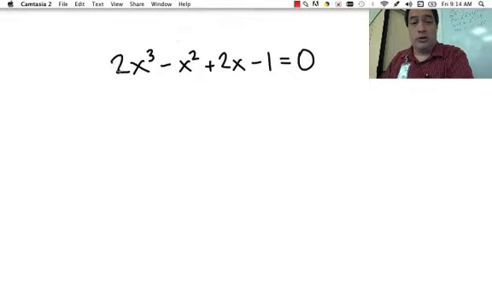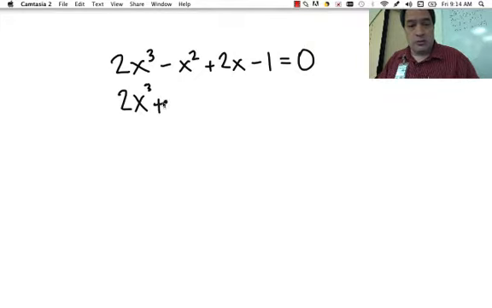There's many ways to do this, but when I look at this problem, I'm thinking, if I can group terms together, maybe I can find a greatest common factor in that group. So I'm going to rewrite this as 2x to the third, and I'm going to take this term plus 2x and group these together. Then I'm going to take this term minus x squared and group it with -1.